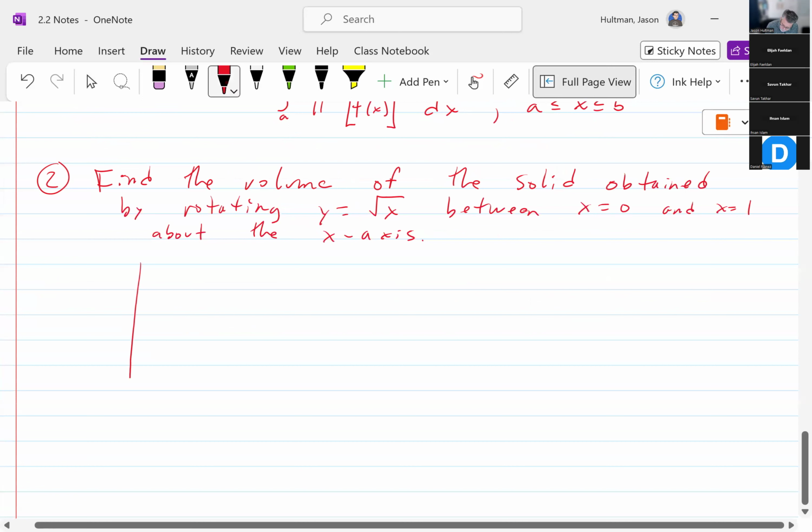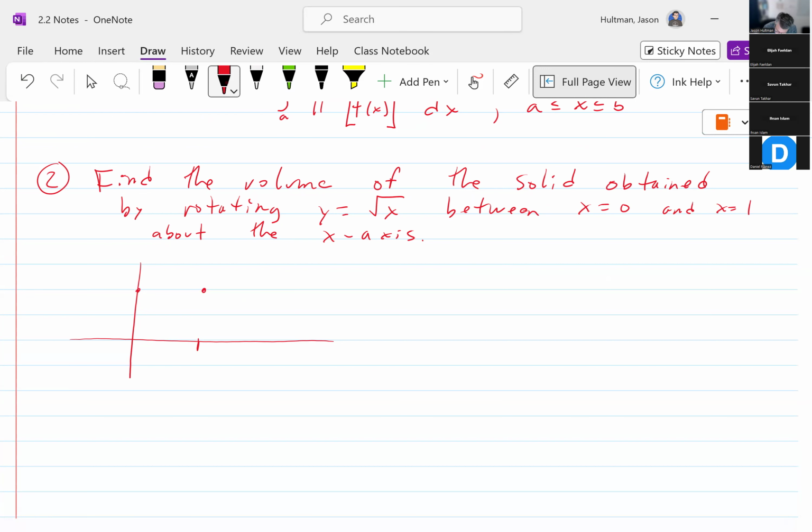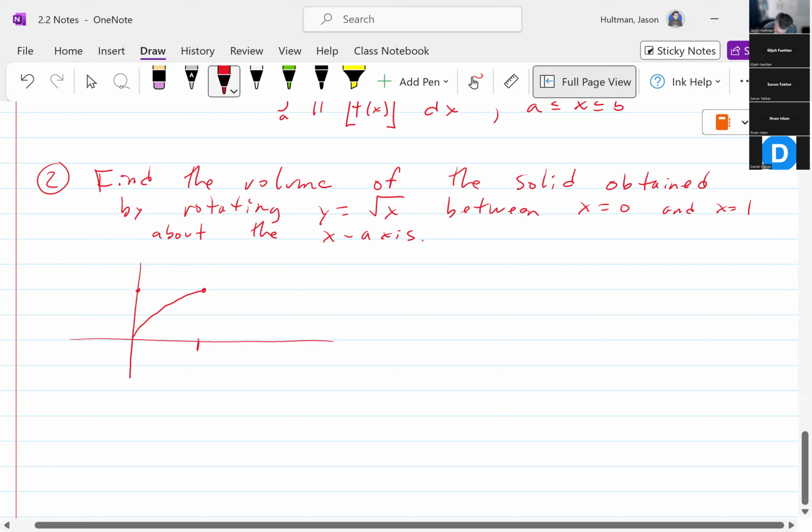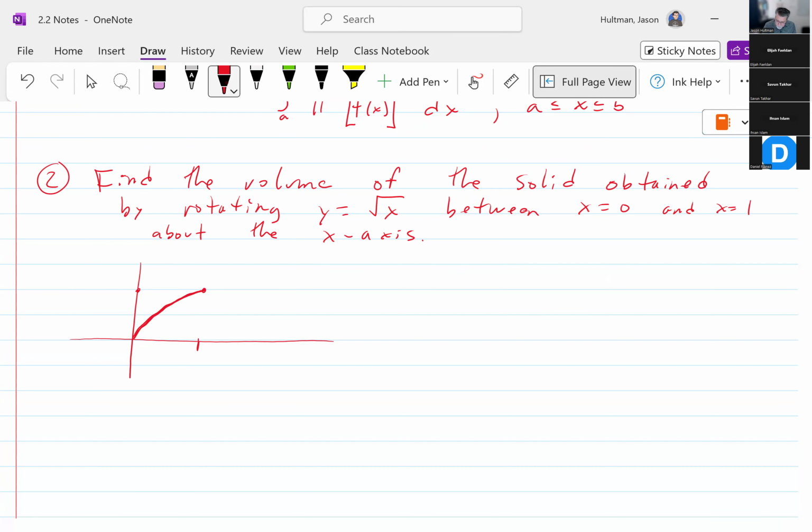So let's look at the square root of x here. Okay, make this 1, make this 1, 0. So the square root of x looks like this. It's kind of like a parabola tipped on its side. Goes like this. It's a nice curve. Okay, that's the square root of x.